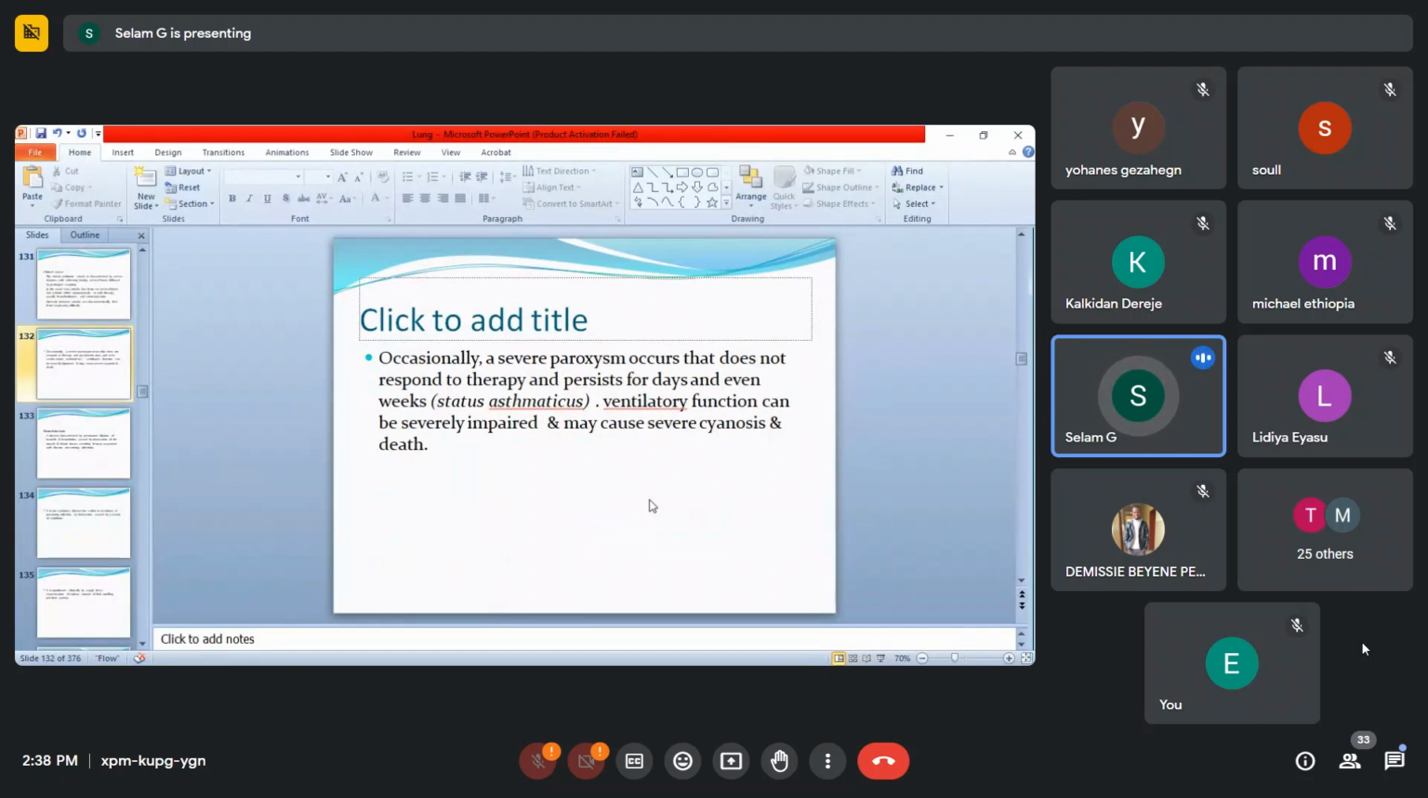Occasionally, a severe paroxysm occurs that does not respond to therapy and persists for days and even weeks. We call that status asthmaticus. And ventilatory function can be severely impaired in these patients and may cause severe cyanosis and even death. So this is another airway disease which causes obstruction, hence we call that obstructive airway disease.